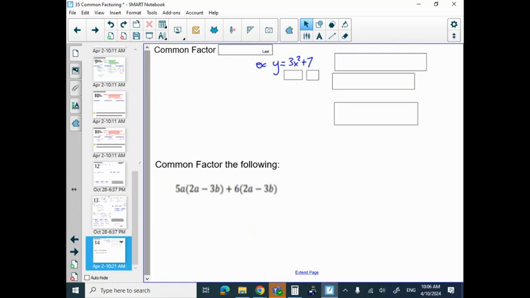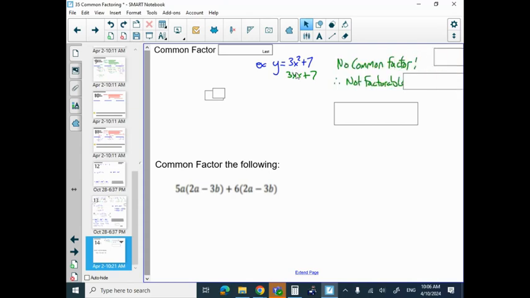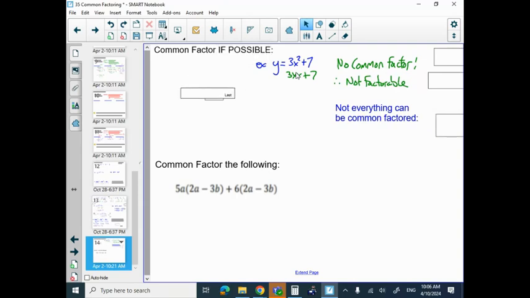Now this one here, if you factor this one, it'd be 3 times x and just a 7, right? So there's really nothing that you can break them all into. That means there's no common factor. And so not everything can be factored. So sometimes you might be asked to factor if possible. So you can tell that one isn't factorable.